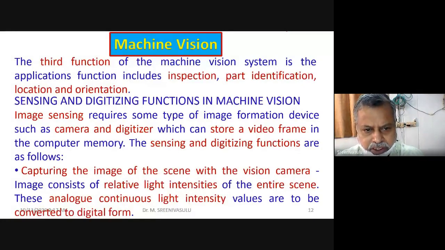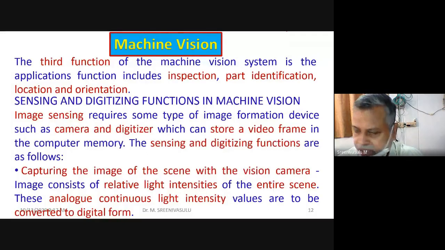Anyway, third function is actually the application, and of course few applications we have already seen: inspection, part identification, location and orientation. Everything is actually very, very important, because unless otherwise you are in a position to identify the object location and its orientation, it is not possible for us to give the proper instruction to move that particular robot to a particular location. Moving your robot to that location is not going to finish our job. Your end effector has to be oriented properly.